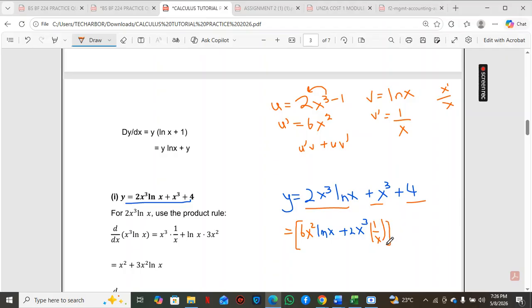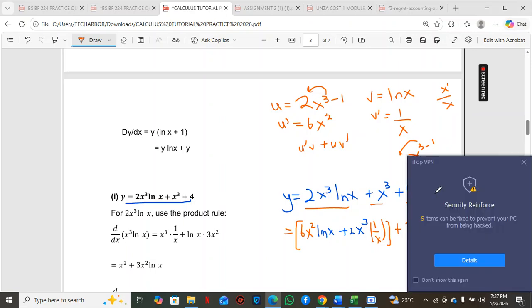This expression here, plus x cubed. When we derive x cubed, it's 3x squared. Remember, deriving: multiply the exponent with the coefficient. 3 times 1, you get 3. And you put an x here, subtract a 1 from the exponent. 3 minus 1, that is 2. So you have 3x squared there. When it's a number by itself, it disappears.